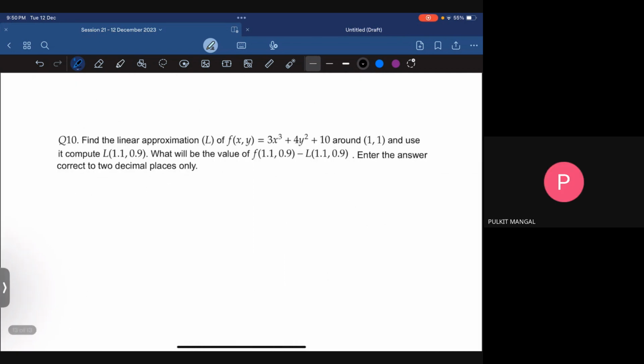Now, final question for today. That is, we have a function 3x cube plus 4y square plus 10. We need to find the linear approximation for the function around the point (1, 1) and use it to compute the value at (1.1, 0.9) of the linear approximation. And then basically we need to find the difference of the function value at (1.1, 0.9) from the linear approximation.